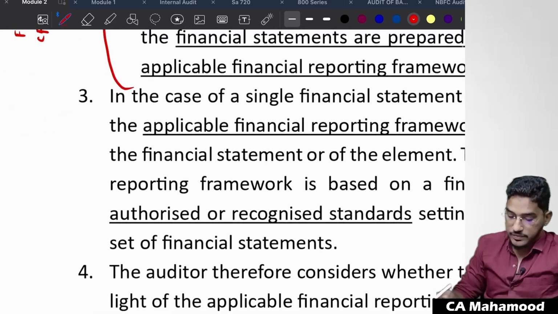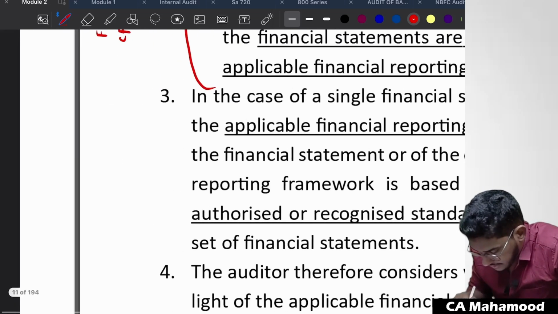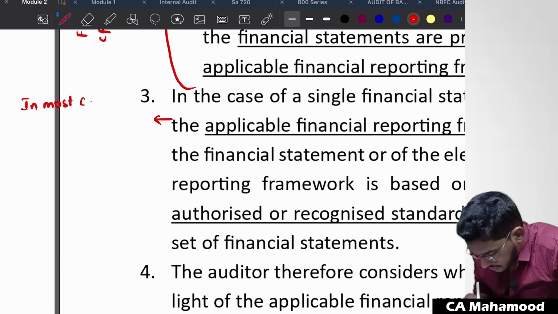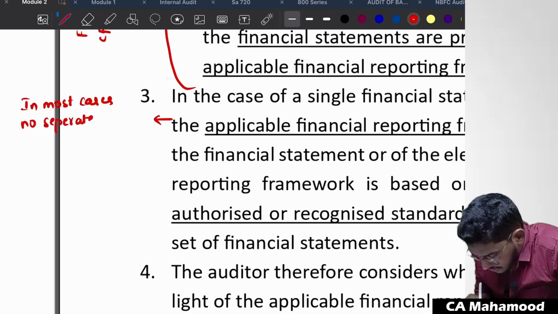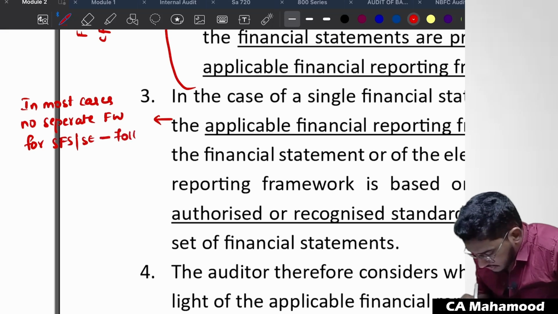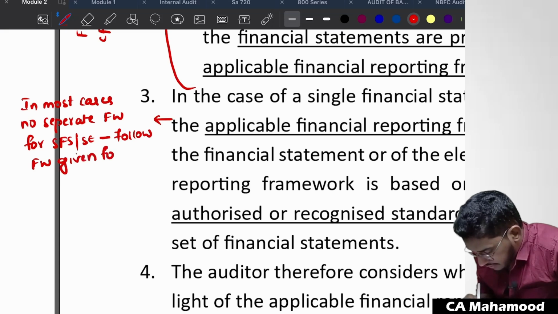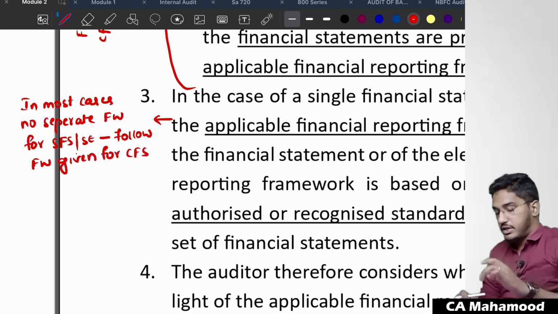Third point, what is the summary? The summary is: in most cases, there is no separate framework for single financial statements or specific elements. They follow the framework given for complete financial statements. In most cases, that is the summary of the third point.